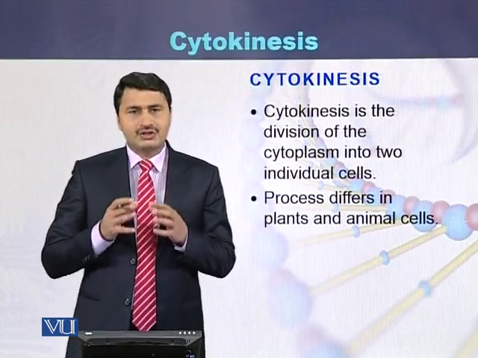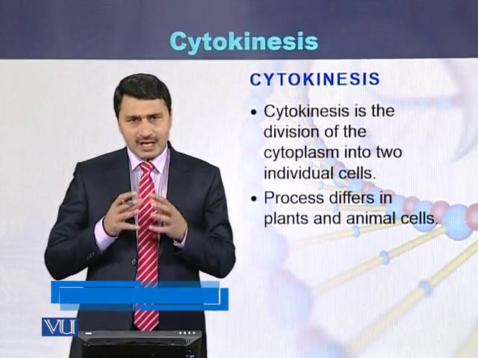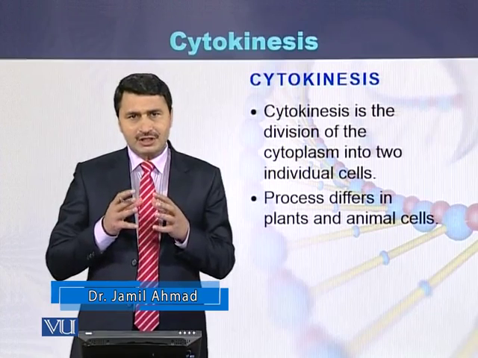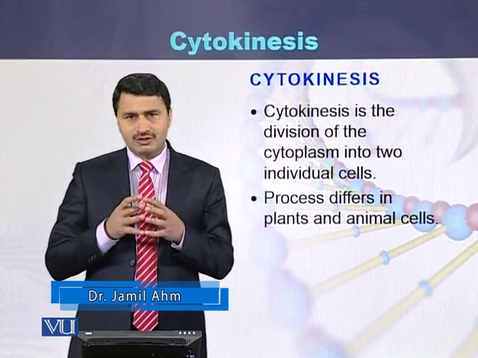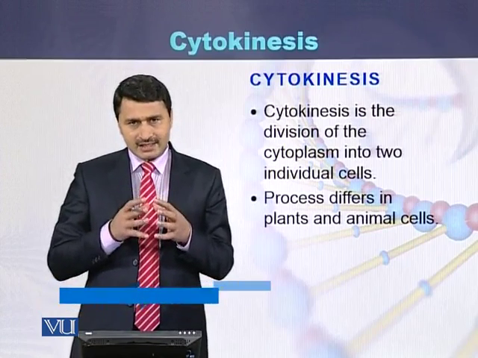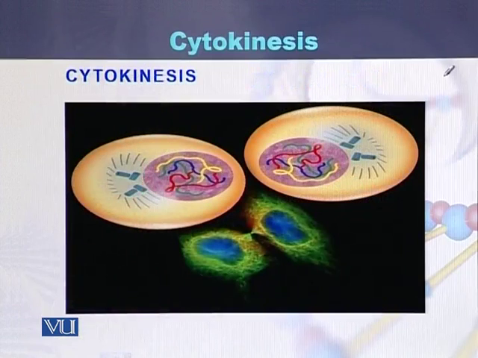Cytokinesis. Cytokinesis is a process by which cytoplasm is converted into two daughter cells. This process differs in plant cells as compared to the animal cells.